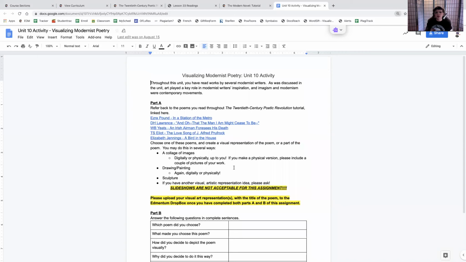So basically, you're just going to make some sort of visualization. I've had one person draw, and that was awesome. I've gotten a lot of collages of images. I just don't want a slideshow. I want one thing. If beyond what's on the sheet here you want to do something else, let me know and I'll give you the okay. But that's the activity. It's really not too hard. It's just taking the literal imagery that's being used in the poem and trying to make that into a visualization.